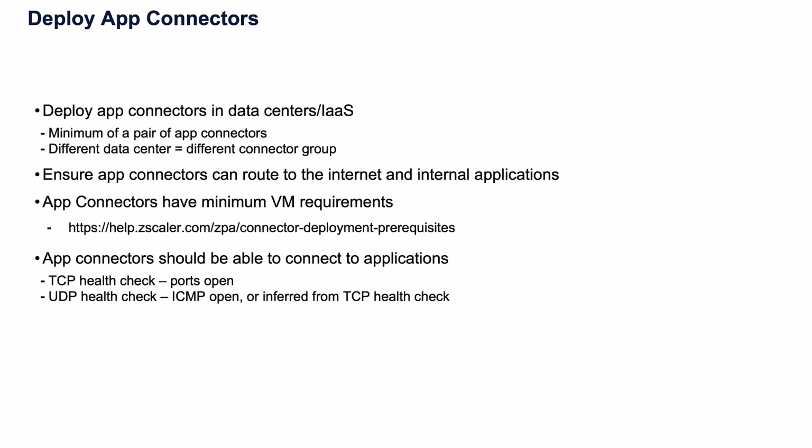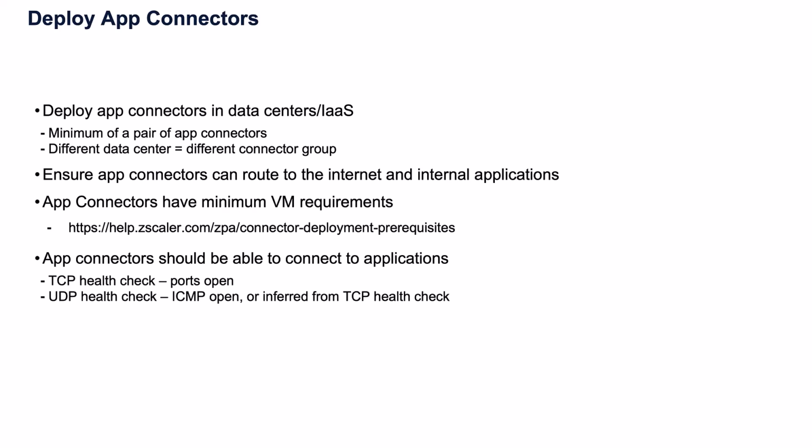So for TCP, we obviously need to have those ports open. For UDP, because we can't do a health check, you need ICMP open. So the client will make an ICMP or a ping to the application and infer the health based on that. Health is also inferred for UDP applications based on a previous TCP health check.